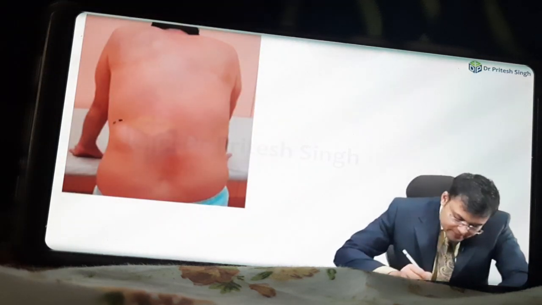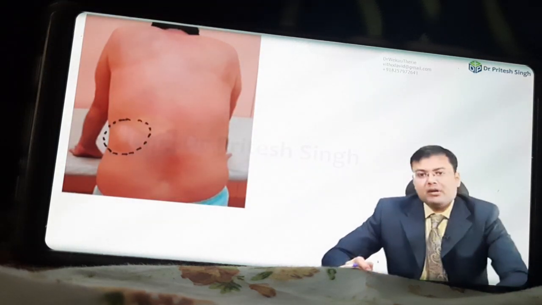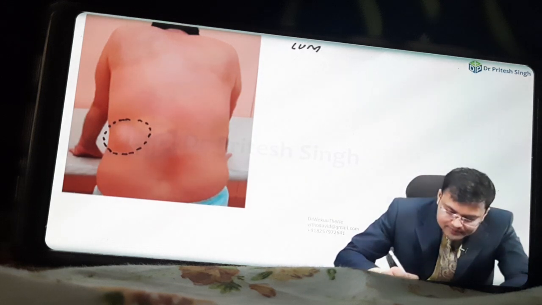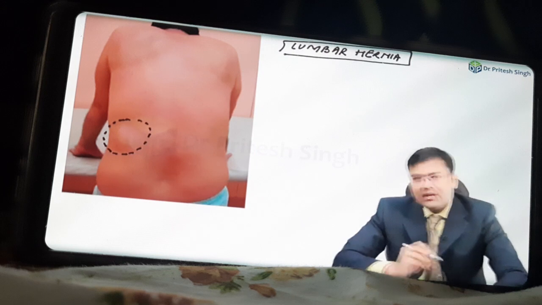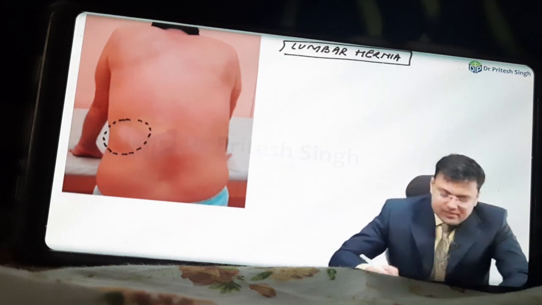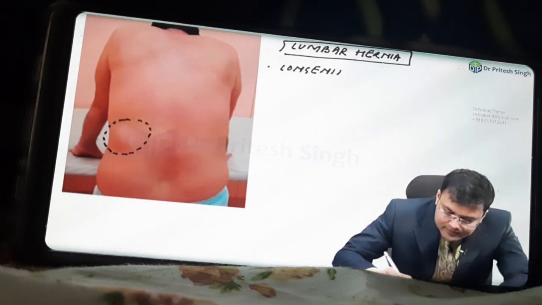Now see, what is this type of hernia? Here you can see the bulge in the lumbar region of the posterior abdominal wall. This is known as lumbar hernia. So in this case, there is herniation or bulge in the lumbar region of the posterior abdominal wall. It can be congenital or acquired.